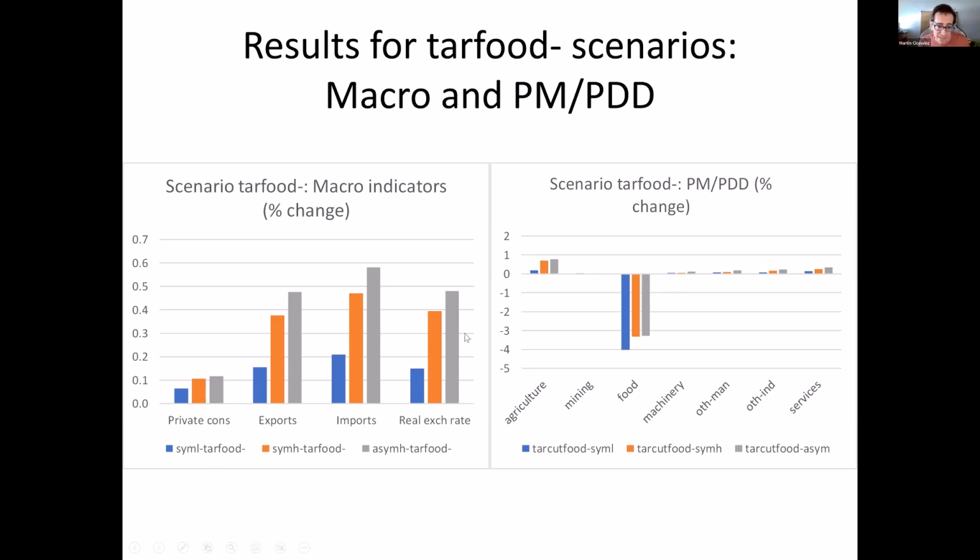So in terms of macro results, again, we have the real exchange rate depreciation. We see exports and imports increase. And what is interesting here is that, if we compare the blue line with the orange one, that's the low Armington and the high Armington, we see that the higher the Armington elasticity, the higher will be the impact on trade. But then we see that for the asymmetric case, the impact is even higher for exports and imports than in the symmetric case. And that's related to the sectoral results that I will show in the next slide.